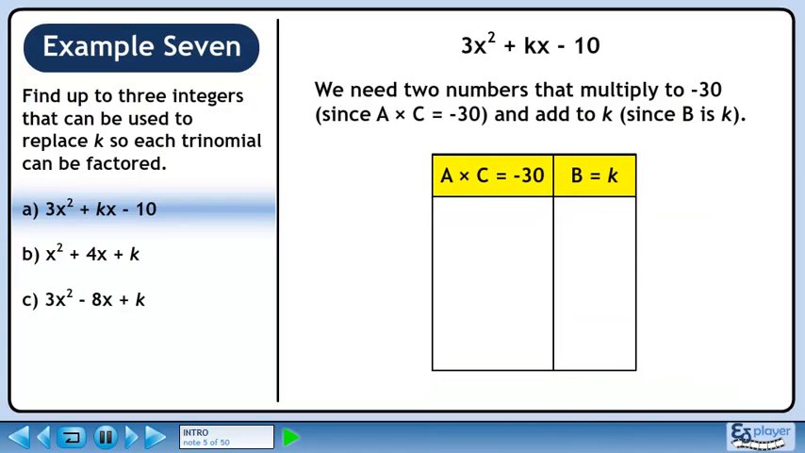It's actually pretty easy. Start with a table just like the ones we've been using all along in trinomial factoring. We need to find two numbers that multiply to minus 30. Let's try minus 30 and 1. These numbers have a sum of minus 29, so minus 29 is a potential value for k. Next we'll try 30 and minus 1. These numbers have a sum of 29. This is another potential value for k.